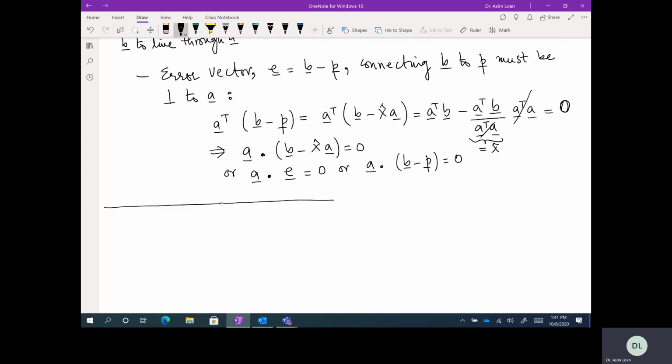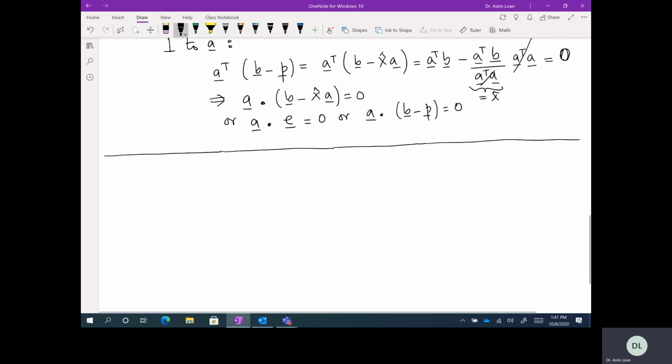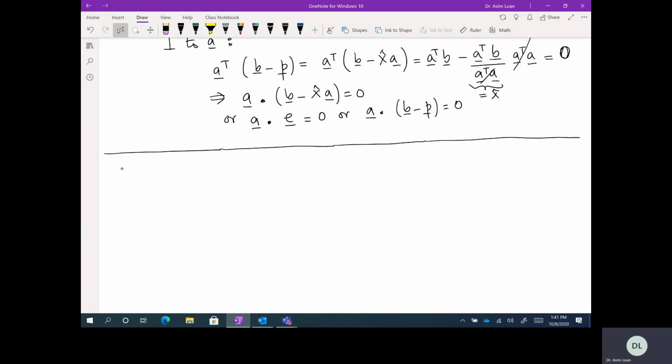What happens if instead of a line I have a subspace? So, least squares problem with several variables. What changes here?